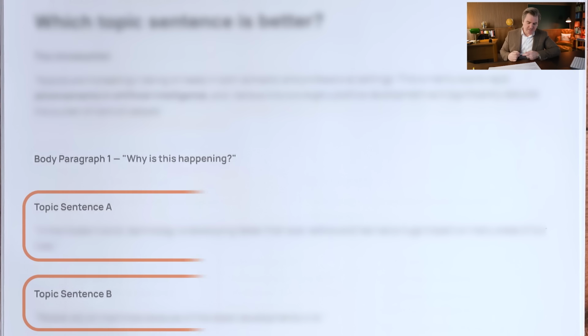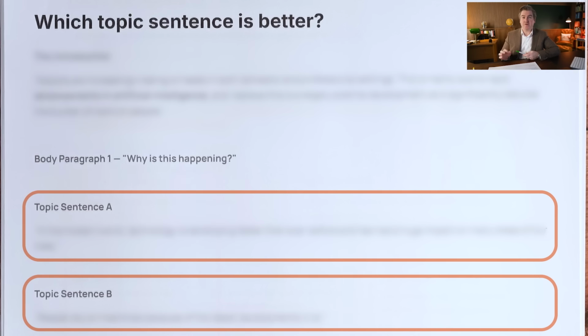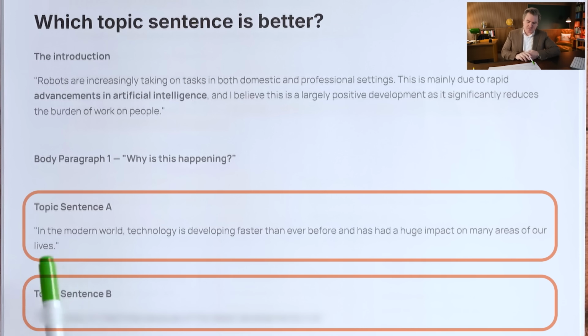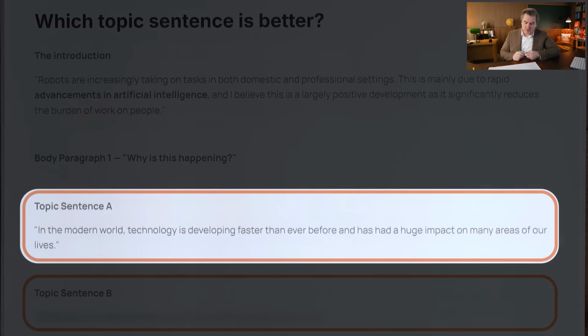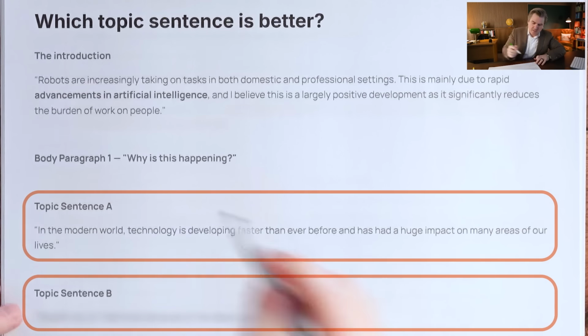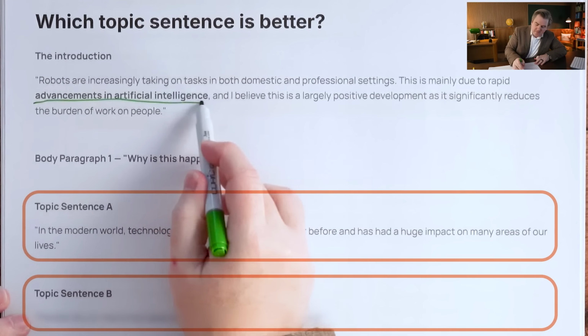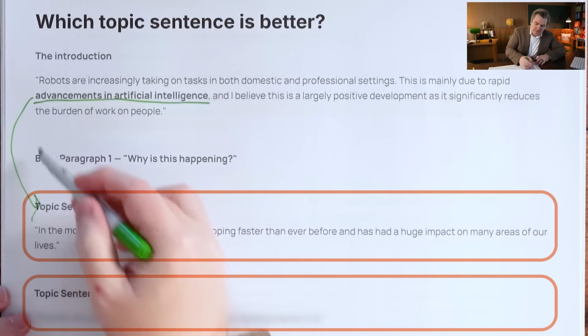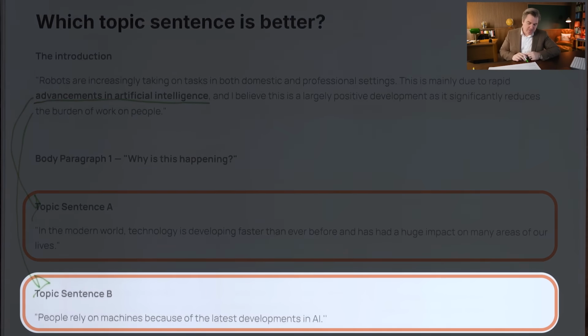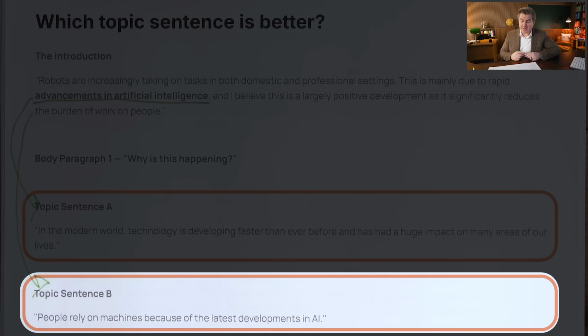So take a look at these 2 topic sentences. Which one do you think is better? It's based on this introduction. I got 2 VIP students to write topic sentences for this. Topic sentence A: in the modern world, technology is developing faster than ever before and has had a huge impact on many areas of our lives. So they are taking this and writing a topic sentence. Topic sentence B, from a different student: people rely on machines because of the latest developments in AI.